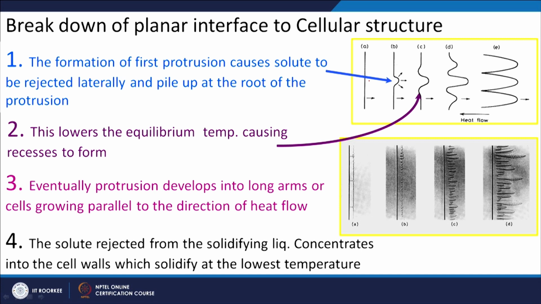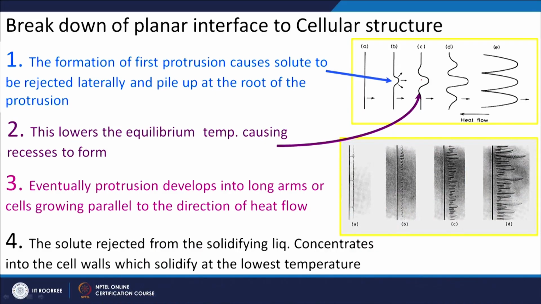If the temperature gradient is more, then you will have a planar interface like this. If the temperature gradient is less than the critical gradient, then what will happen? You will start getting this kind of unstable region, and I will call it a protrusion. When a protrusion is formed, because my solid will always have a lower solute content, it will eject the solute. All these arrows are showing that I am ejecting solute in the liquid. This is my liquid, this is my solid. I am ejecting solute here, and this solute will come and get deposited at the root of the protrusion.